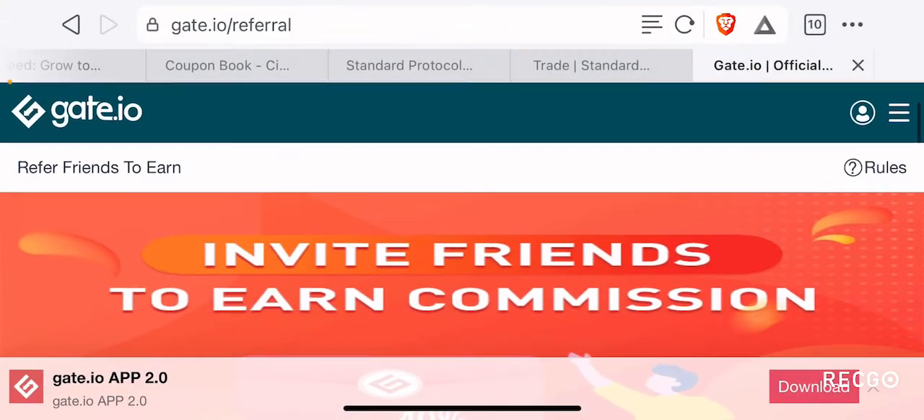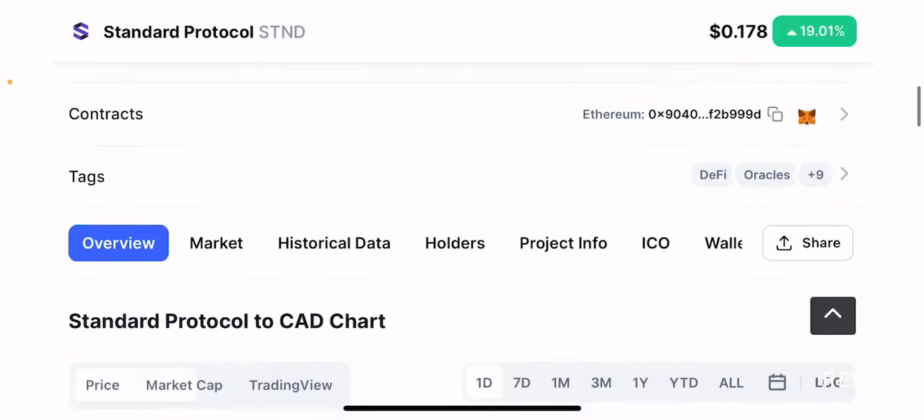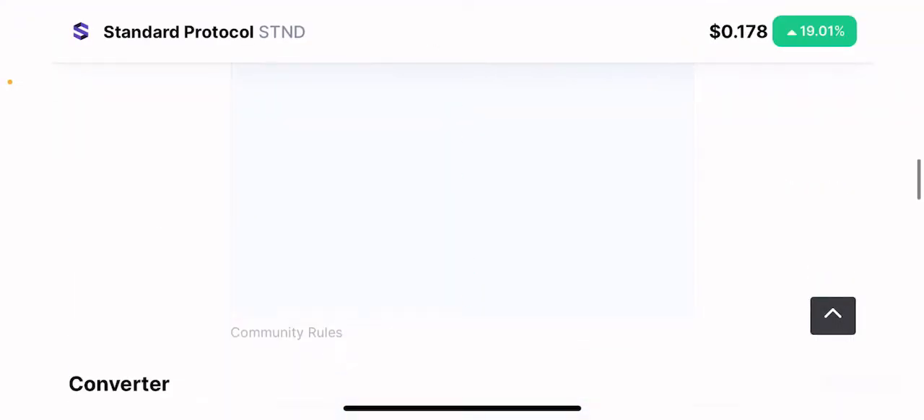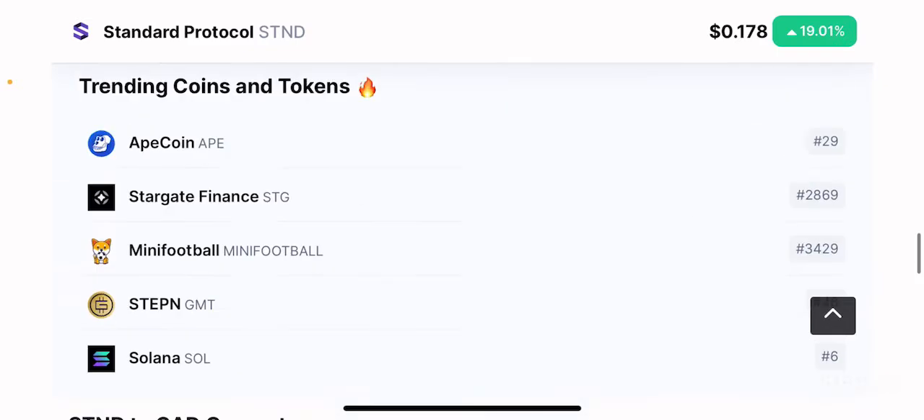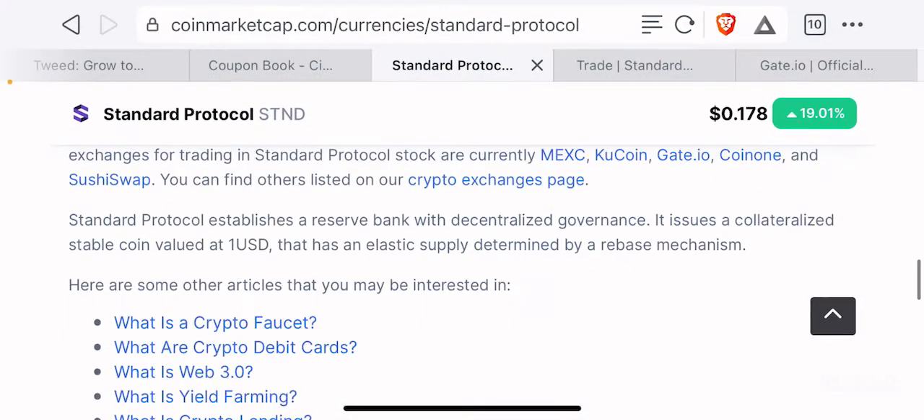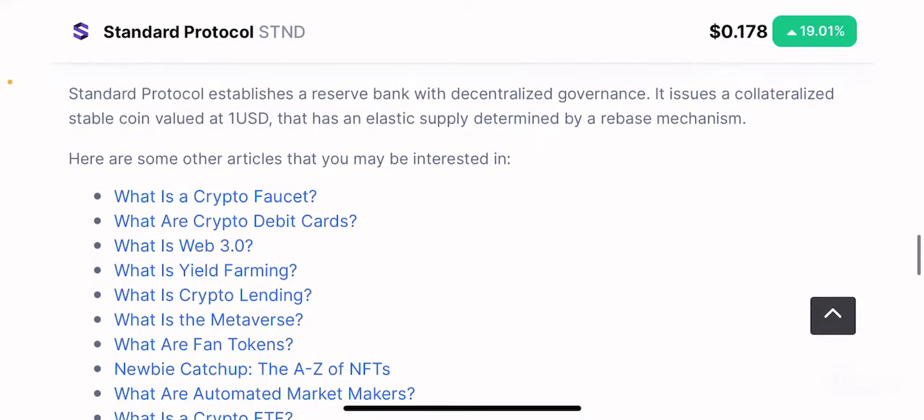So going back to the Standard Protocol, for the purpose of this video, I'm going to rely on the information present on CoinMarketCap's page for this token, along with the information present on the website itself. But this is only going to be a peripheral analysis, which means you need to do your own in-depth research before you put your hard-earned money on this token, right?